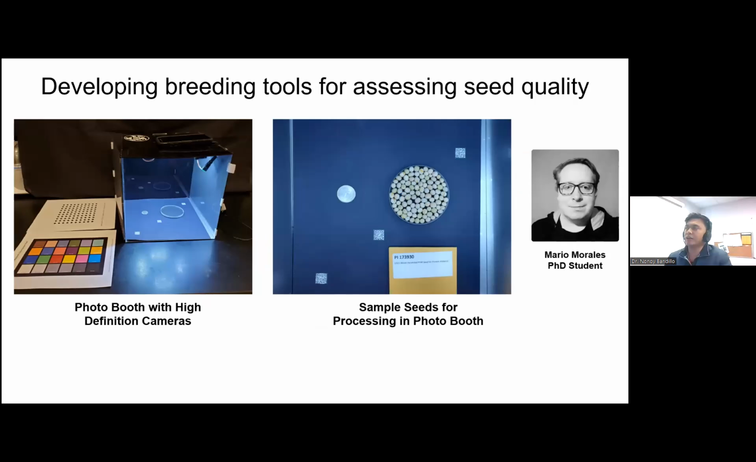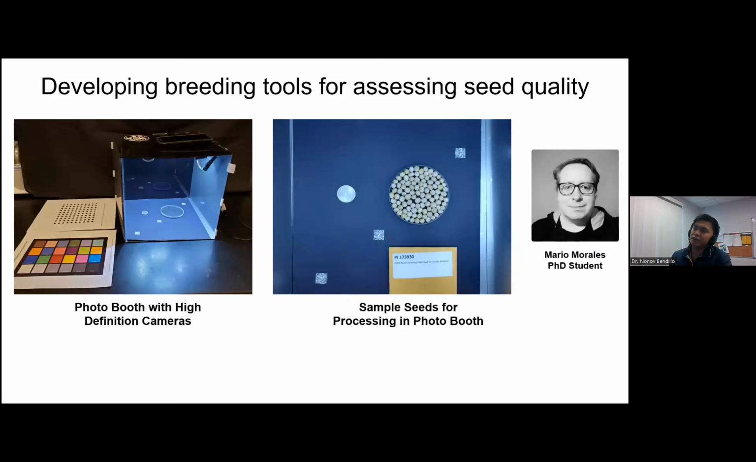And the third one is, Mario Morales, a PhD student in our lab, is developing a great tool for assessing seed quality. He developed a photo booth with high definition cameras. What it does is you put the seed in a Petri dish, and then you put it inside, and it captures a lot of variables associated with the seed. I feel like it's really cool, and I think that it has a lot of applications. Another thing I like about this platform is that it is very cheap and easy to set up. I feel like any public breeding program can utilize this.